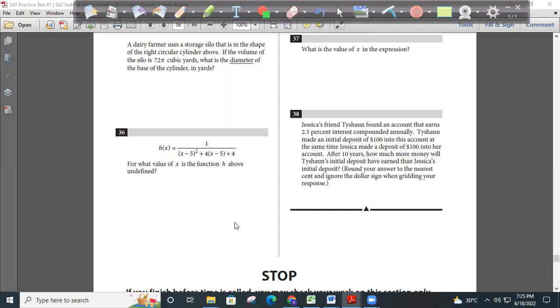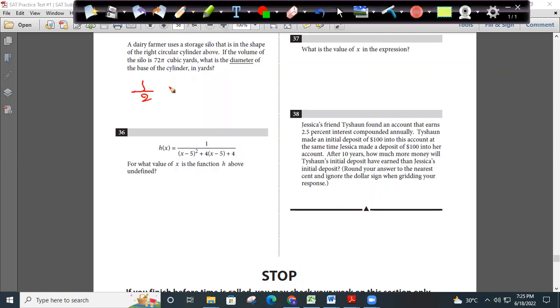For what value of x is the function undefined? When something is undefined, what is 1 by 2? You'll say 0.5. What is 1 by 4? You'll say 0.25. If I say 1 by 0, you'll say Venkat has gone mad. Correct, right? Because 1 by 0, I don't know what it is. It is undefined.